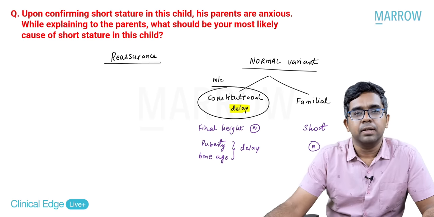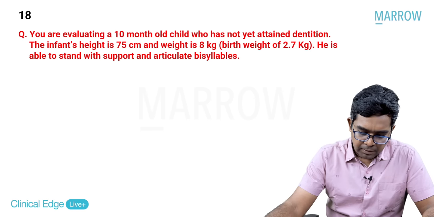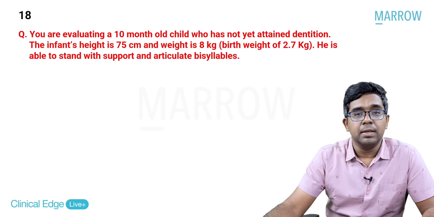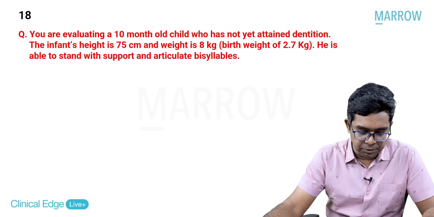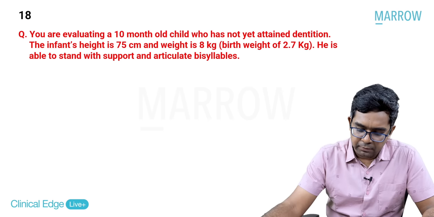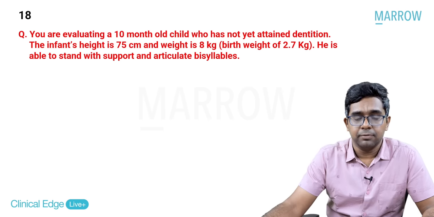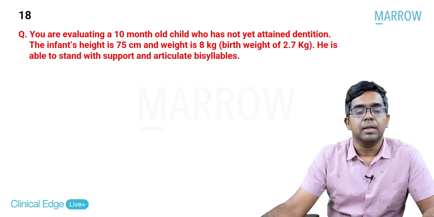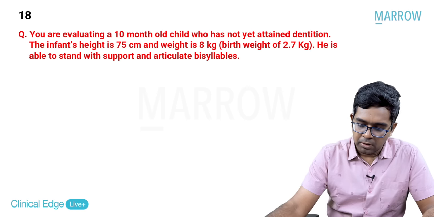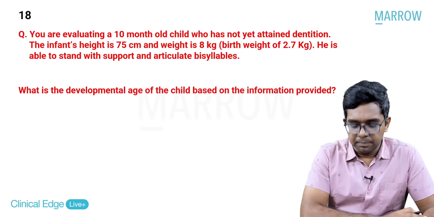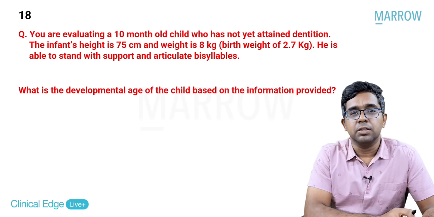Moving on to clinical vignette number 18. You are evaluating a 10-month-old child who has not yet attained dentition. The infant's height is 75 centimeter and the weight is 8 kilogram with a birth weight of 2.7 kilogram. He is able to stand with support and articulate bisyllable. These are the information which we have. The question is, what is the developmental age of the child based on the information which is provided?